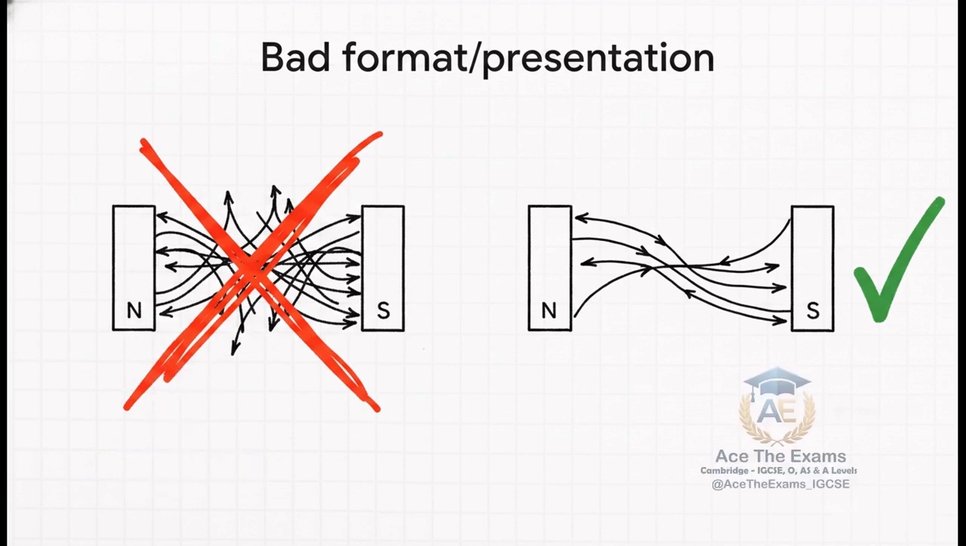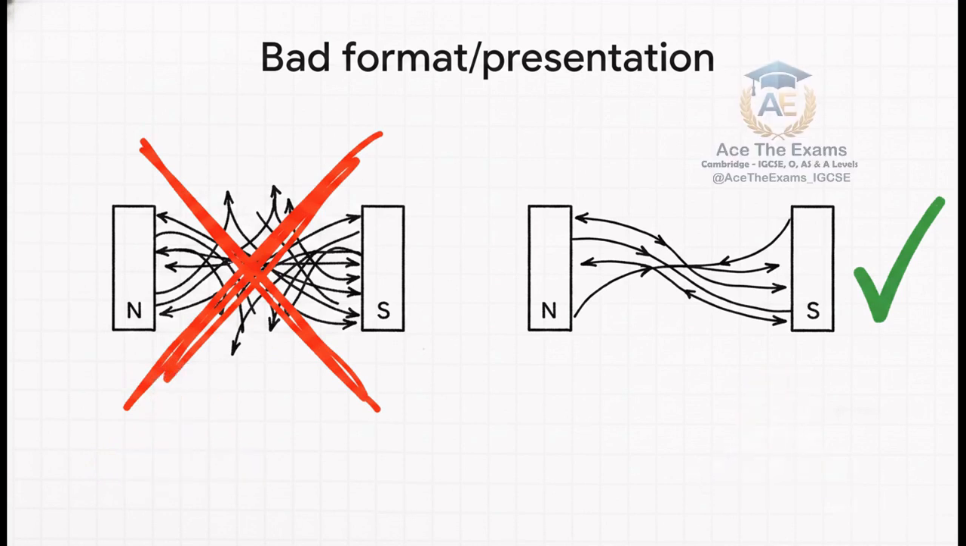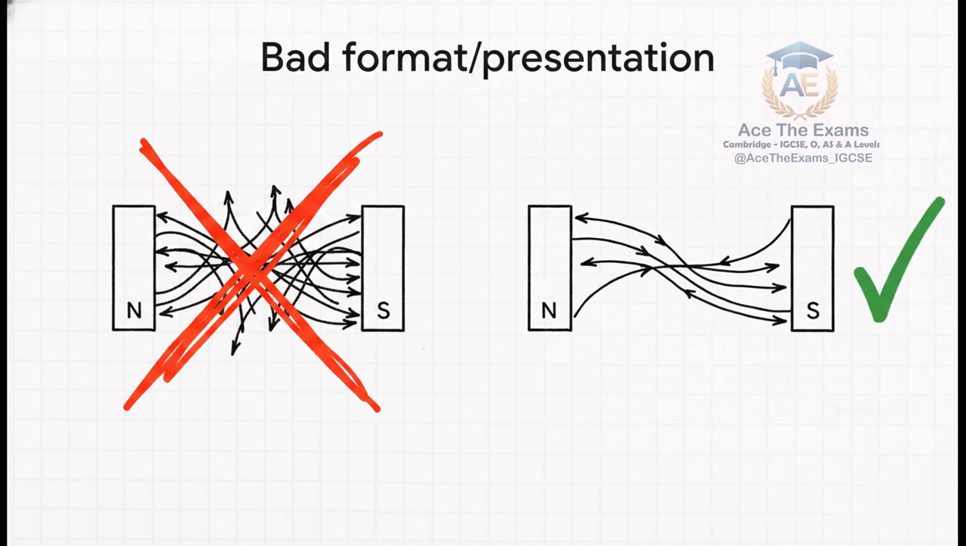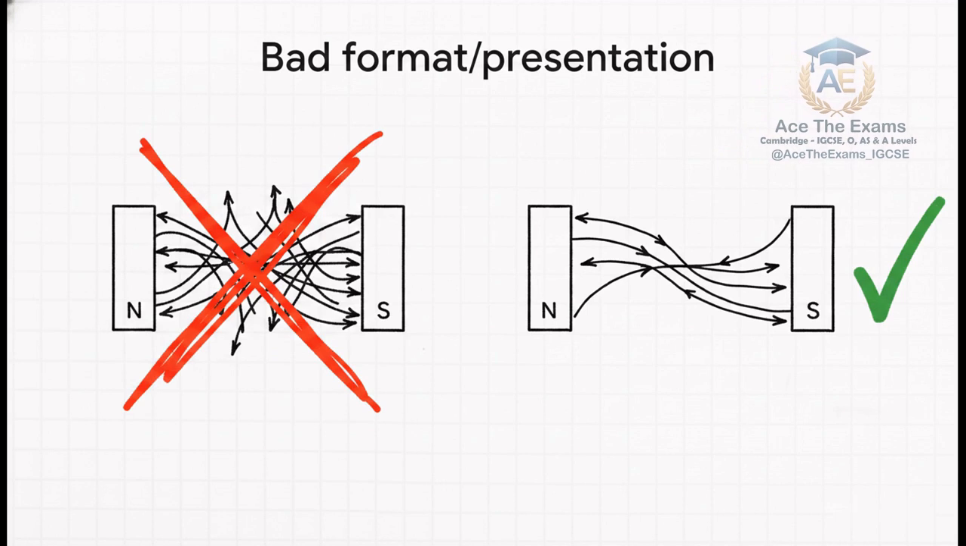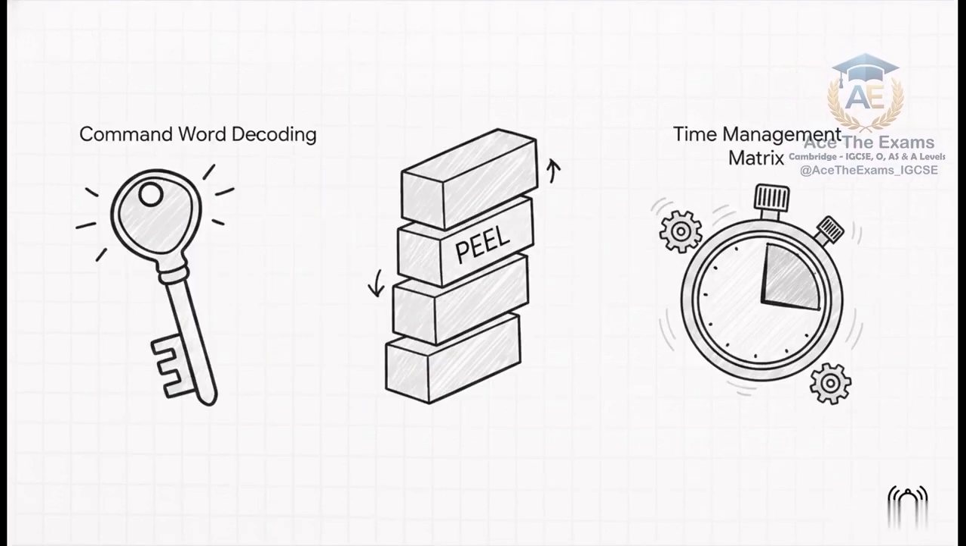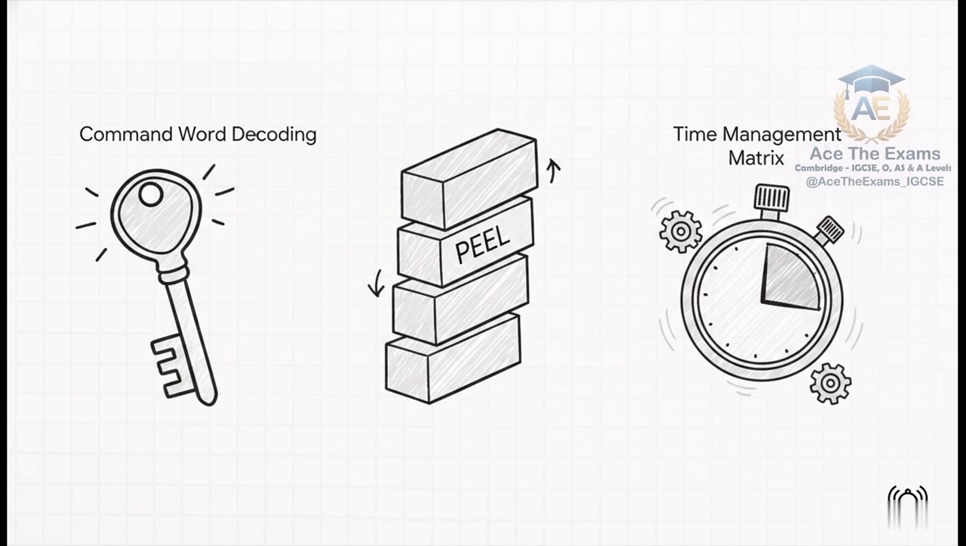Warning 3 is ignoring context. Always apply your physics rules directly to the specific experimental setup provided in the prompt, rather than just vomiting out a memorized generic response you learned from a textbook. You have to answer the question in front of you, not the question you wish they had asked. When dealing with complex texts and tables, your ability to extract relevant data and interpret relationships is just as important as your underlying physics knowledge.